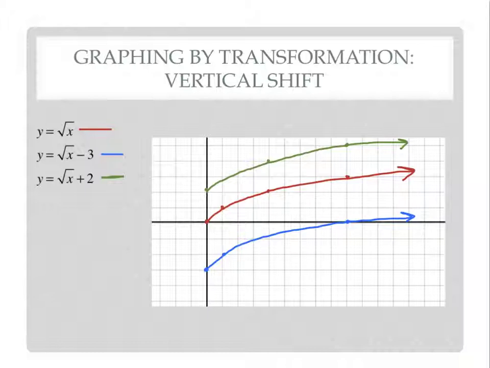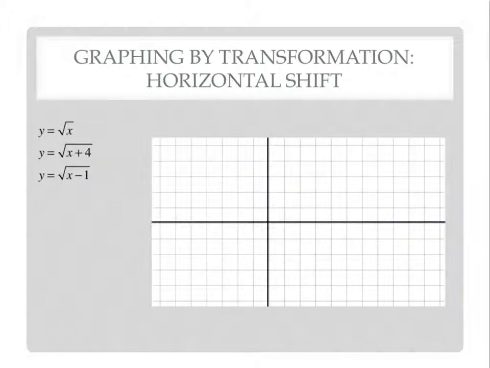Let's look at some horizontal shifts. All right, so again, let's graph square root of x. 0, 0, 1, 1, 4, 2, and 9, 3. All right, now label. All right, so horizontal shift this time.